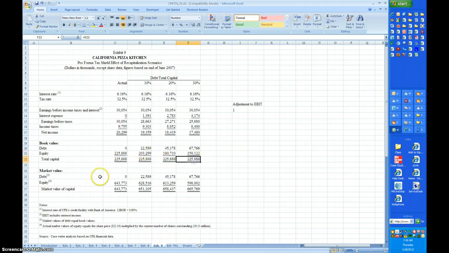So that's pretty straightforward. On the market basis, though, we define the market value of equity. It's equal to the price of $22.10 a share, times 2,130,000 shares.